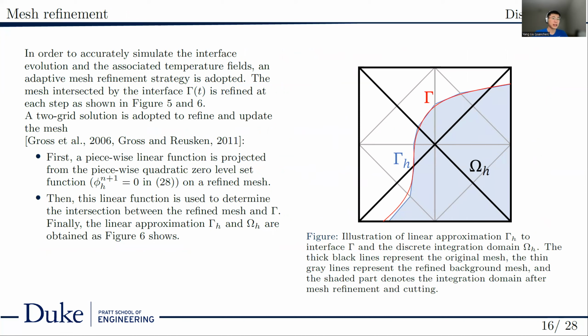The mesh refinement strategy of the CutFEM is as follows. An adaptive mesh refinement strategy is adopted, in which the mesh intersected by the interface gamma is refined at each step, as this figure shows. Next, to update the mesh, a two-grade solution is adopted. Firstly, a piecewise linear function is projected from the piecewise quadratic zero level set function on a refined mesh, which this gray line shows. Then this linear function is used to determine the intersection between the refined mesh and gamma as this point. Finally, we connect these nodes and find the updated linear approximation of the interface and integration domain, which is shaded here.